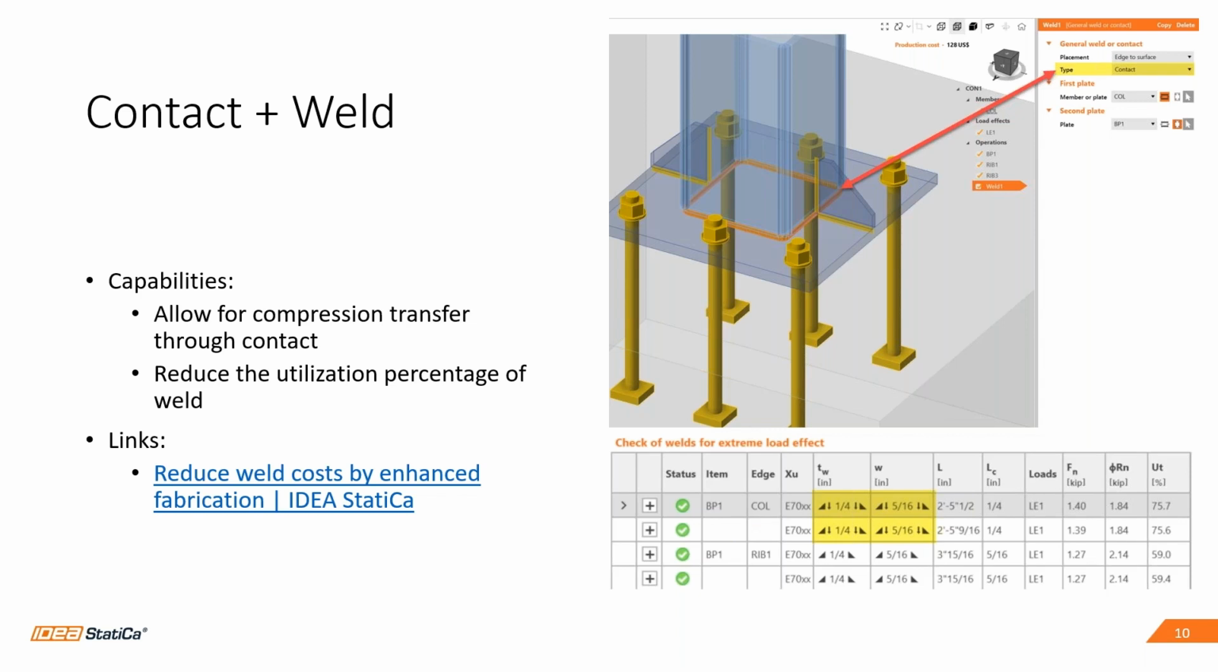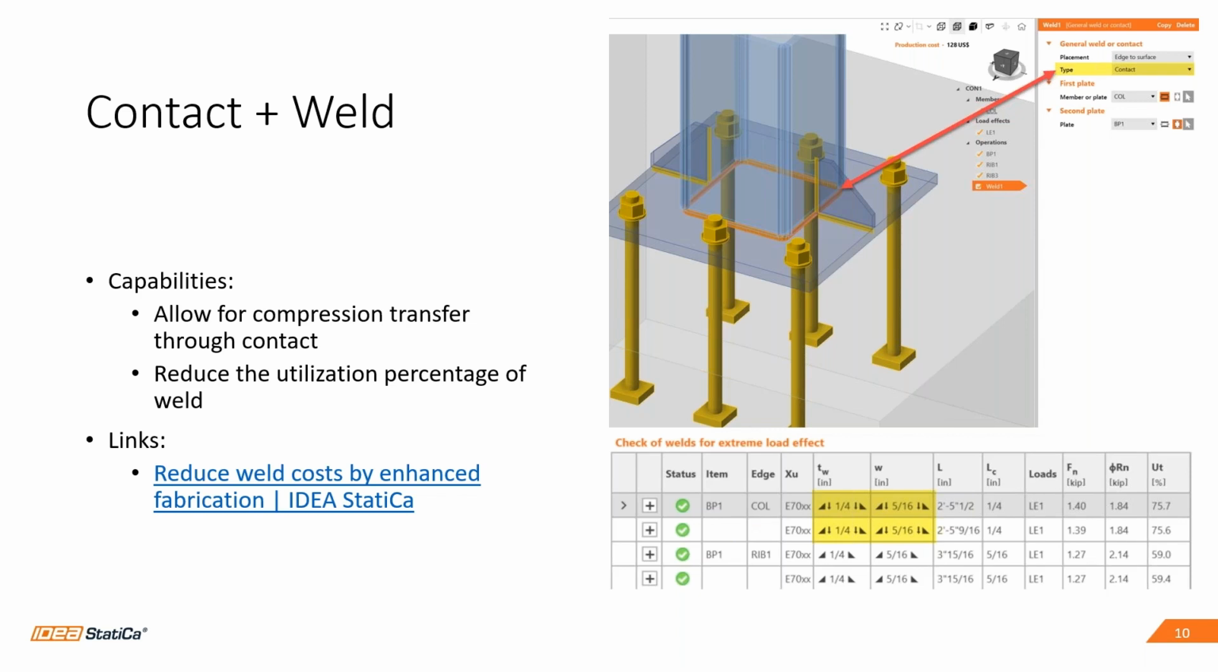When doing this additional contact operation, the model will have a higher stiffness, and during the analysis, whenever the weld starts yielding, the contact will be activated and the compression will be taken by the contact. So this is one way that you will be able to lower your weld checks.